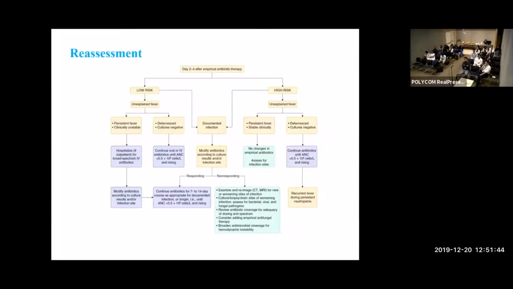And here's where the controversy starts. Here in the guidelines, they say you should give treatment until they have proof of marrow recovery, so you should stop treatment once the ANC is greater than 500. There's new evidence that says that that's not the case, but we will discuss that topic later on.